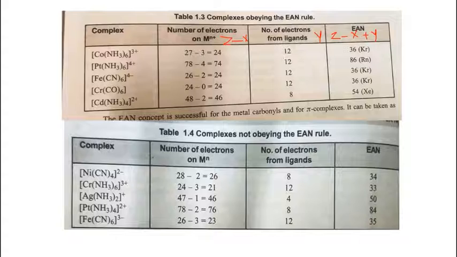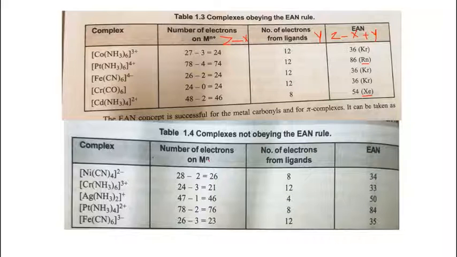So the overall EAN values are given here. There are complexes where they attain noble gas configurations, such as that of krypton. Here, this particular platinum complex attains the radon atomic number, and the cadmium complex attains the xenon atomic number. Then you have certain complexes given here which are not obeying the EAN rule.